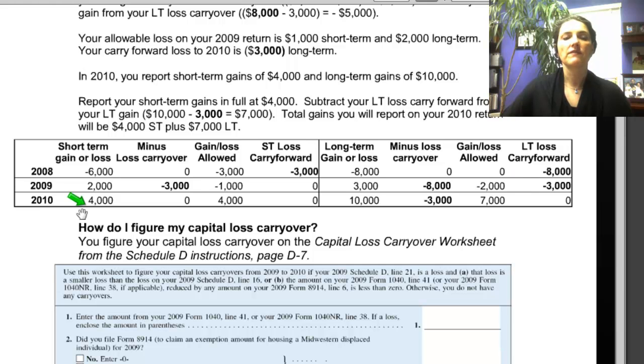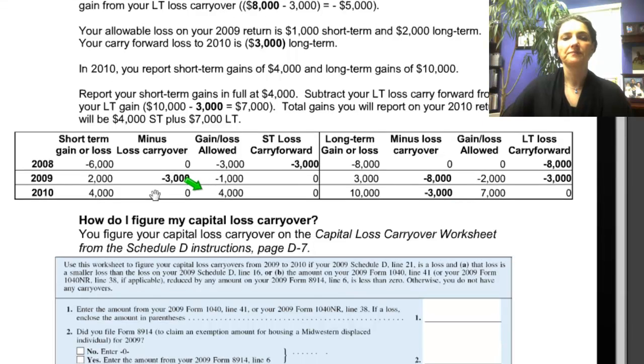Then in 2010, we have a $4,000 short-term gain. We have no loss carry forward to offset it, so all $4,000 is reported as short-term gain. In 2010, we also have a $10,000 long-term capital gain. We're going to offset that with the $3,000 long-term carry-forward loss. That leaves us with an allowable or remaining gain for 2010 of $7,000. So on our 2010 return, we're going to report long-term gains of $7,000 and short-term gains of $4,000.